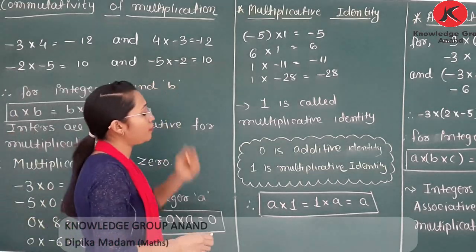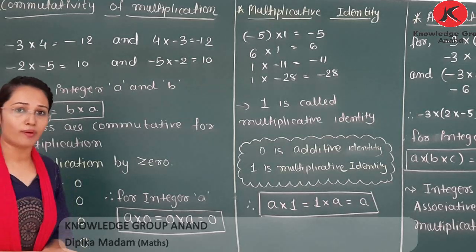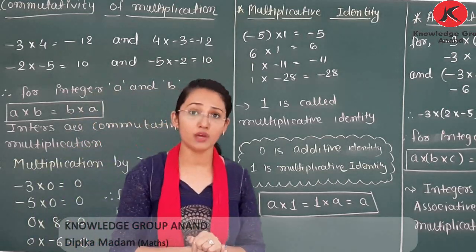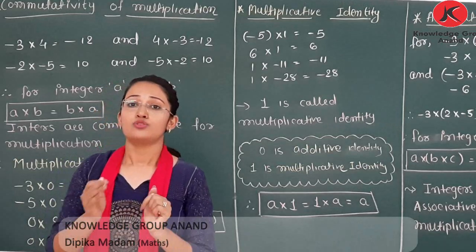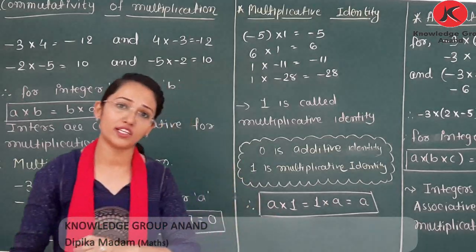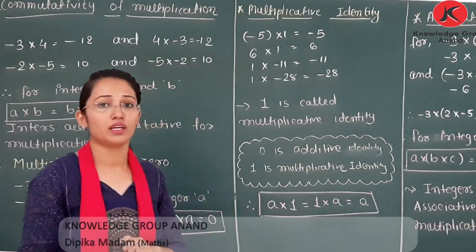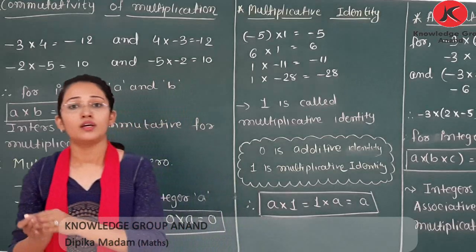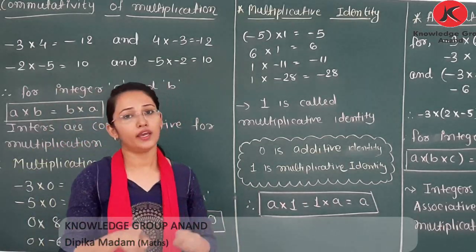Next, multiplicative identity. As we learned additive identity. What is the additive identity? Do you remember how we can find the additive identity? Additive identity means which number we add to a number so we will get the same number. Which number, when added to any integer, gives the same number as the answer? That is 0. If you add 0 to any number, you get the same answer. Same, which number we multiply with an integer to get the same number, that is 1. If you multiply any number by 1, you get the same number.